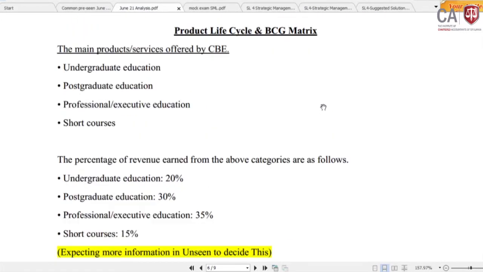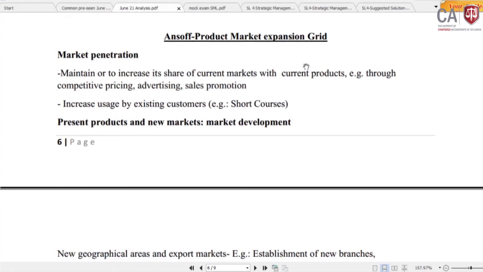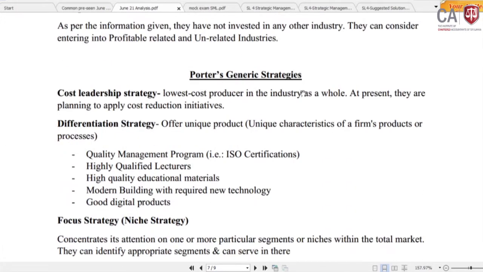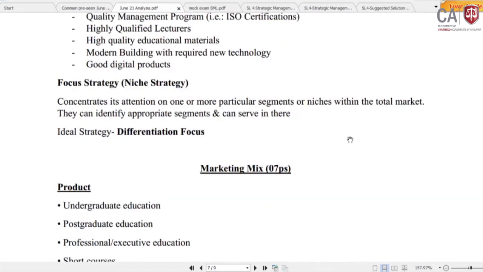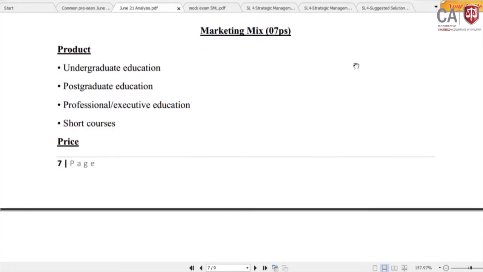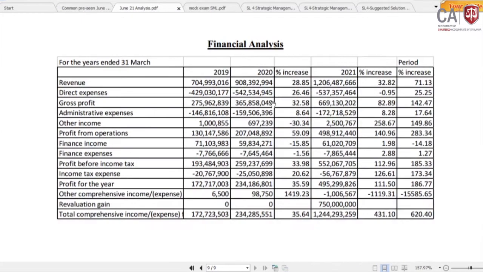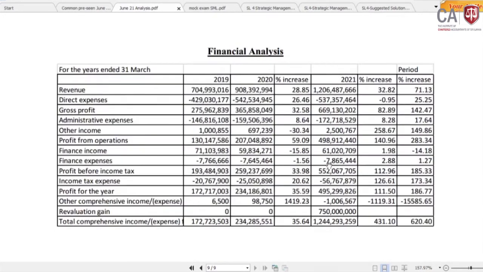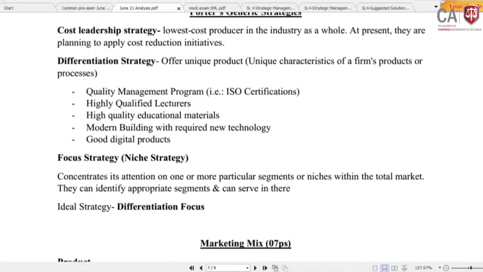Then I tried to apply that with product life cycle and BCG matrix. Then I tried to apply the Ansoff product market expansion grid. Porter's generic strategies, I applied Porter's generic strategies. Then I came to the conclusion that the ideal strategy is differentiation focus. Then marketing mix, I applied the information given with the 7 P's marketing mix. Then I did a financial analysis. These are some of the analyses you can do. This is an example. Based on the pre-seen, I have done these analyses last time.